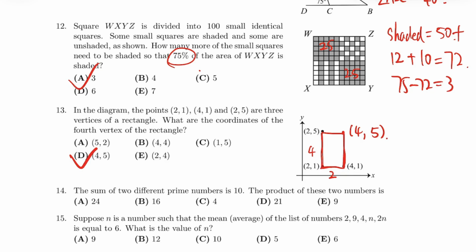Number 14, the sum of two different prime numbers is 10. What is the product of these two numbers? Okay, so we can list all the prime numbers smaller than 10. The prime numbers are 2, 3, 5, and 7, right? Which two numbers add together to give us 10? 3 and 7. 3 plus 7 is 10, and the product is 3 times 7, which is 21.